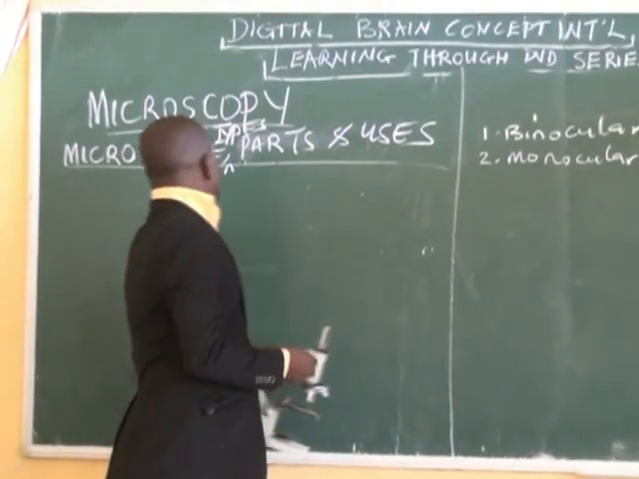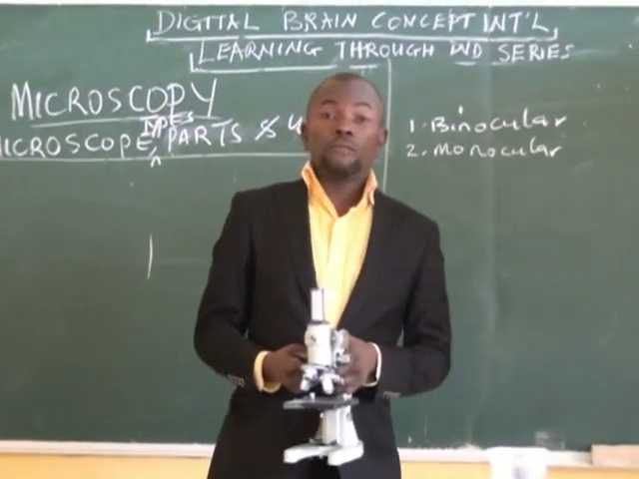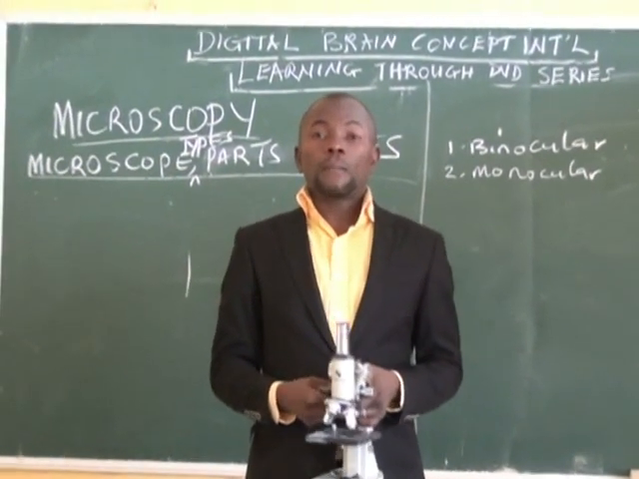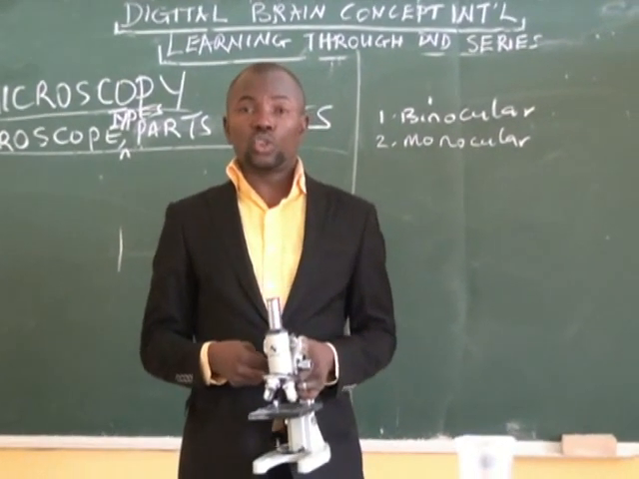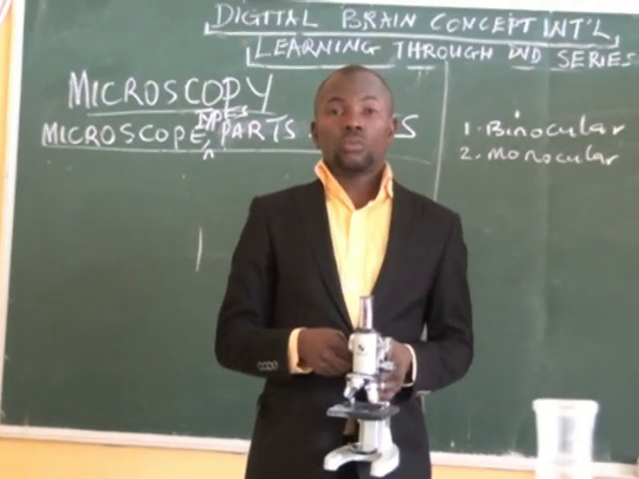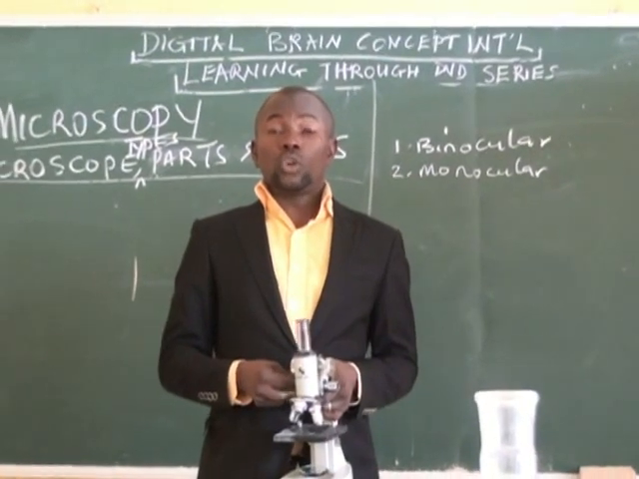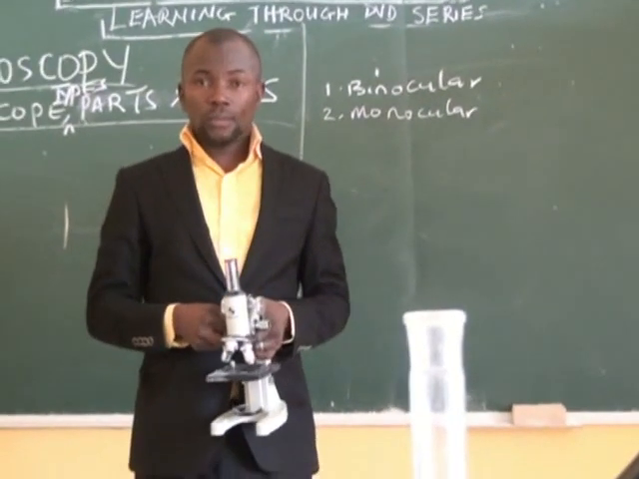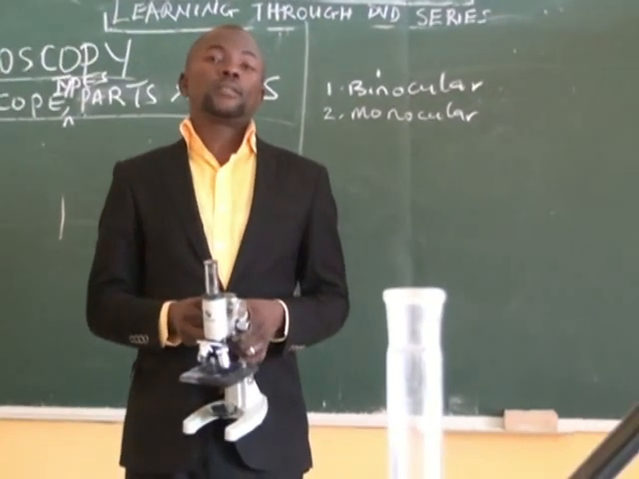Then the electron microscope, as I said earlier, makes use of a beam of electrons as a source of illumination and produces larger magnification. It can magnify an object up to 200,000 times, while this simple microscope can only magnify up to 1,000 times.